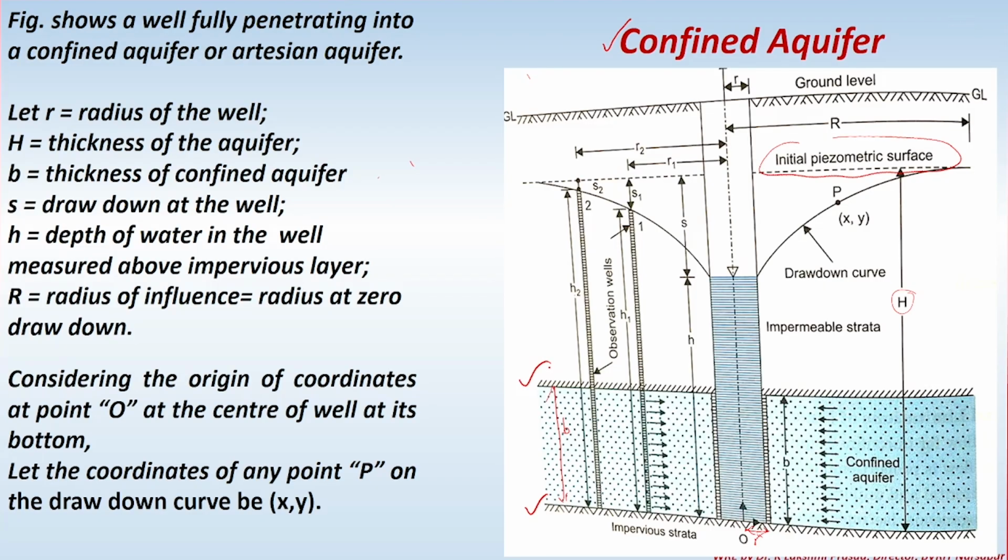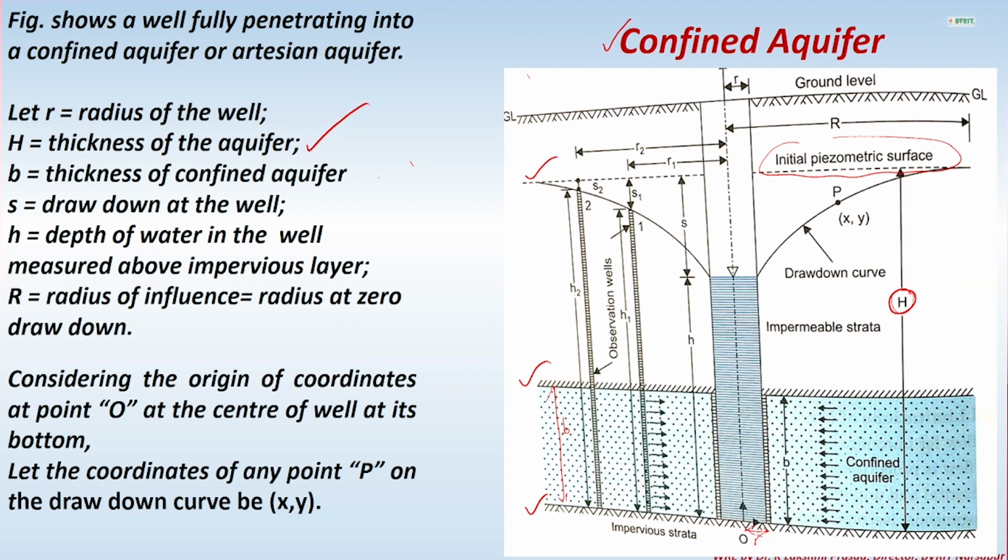Flow is there between this. Now we are digging a well into this confined aquifer, right? For this confined aquifer, this dotted line is the initial piezometric surface. From the bottom of the impervious strata to the piezometric surface, we call it H. That is what we have taken.